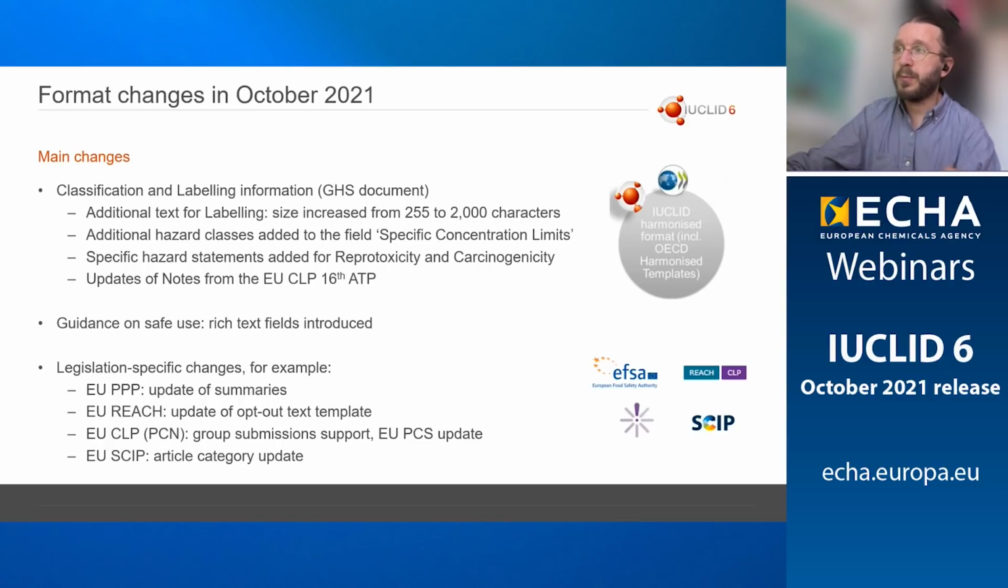For the guidance on safe use document, we have also converted existing text fields into rich text fields in order to provide more rich format options for the users. And finally, we did also some legislation-specific changes, such as an update of the summaries used for plant protection products reporting. We have also updated the way the opt-out text templates justification can be provided. For the poison centers notification, we now support group submissions, and there was also an update of the EU product category system. And finally, I wanted to mention also the update of the article category for EU SCIP notifications.